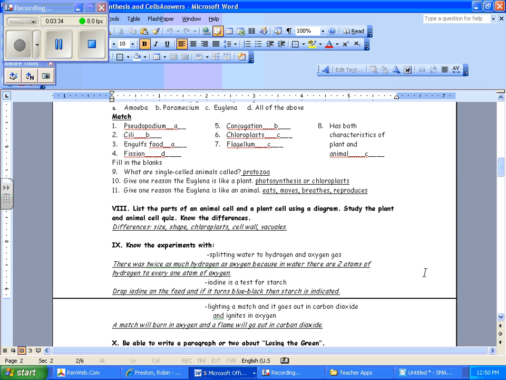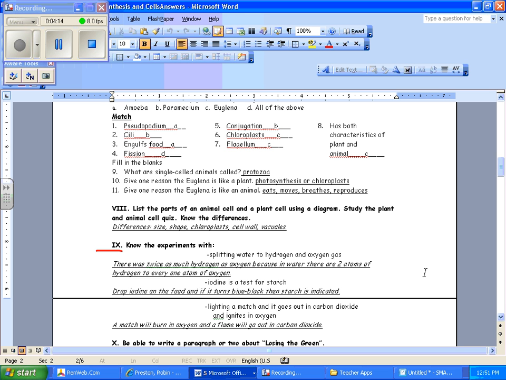Now, one part of the test is going to have to be where you write things down. There's no ABC. And this is one of the parts, is Roman numeral number 9. It says, know the experiments with, and one of the questions I will say, what happened when we put electricity to water in the lab? And you will have to tell me that there's twice as much hydrogen as oxygen, because in water there are 2 atoms of hydrogen to every 1 atom of oxygen. You've got to be able to write that. You don't have to write it in my words, but I've got to be able to understand it.